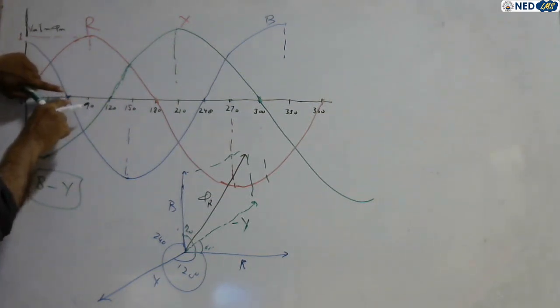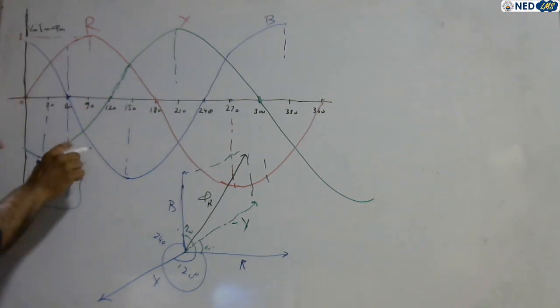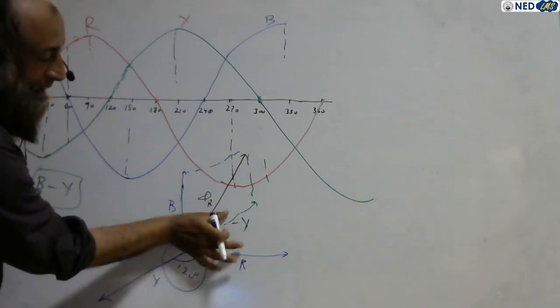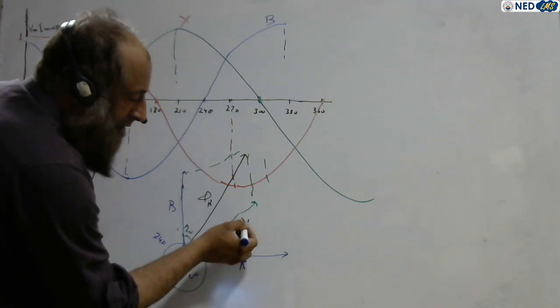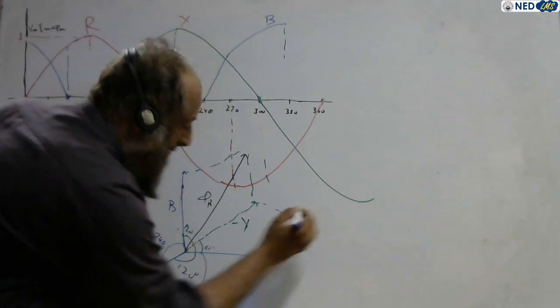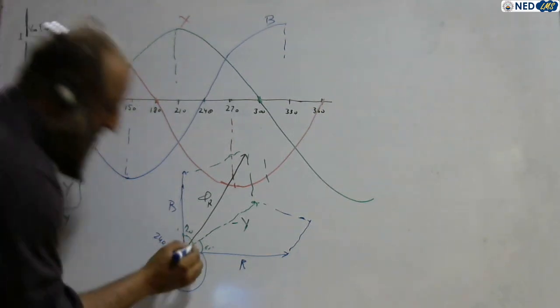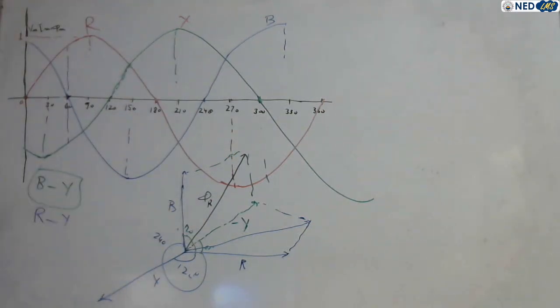At this point the blue phase is 0, but at this point the red phase is positive and the yellow phase is negative, meaning negative yellow and positive red are acting together, right? So negative yellow is always there, already drawn over there, and positive red is there. So the equivalent vector of negative yellow and positive red, this one is R minus Y, right? So the resultant comes over here.